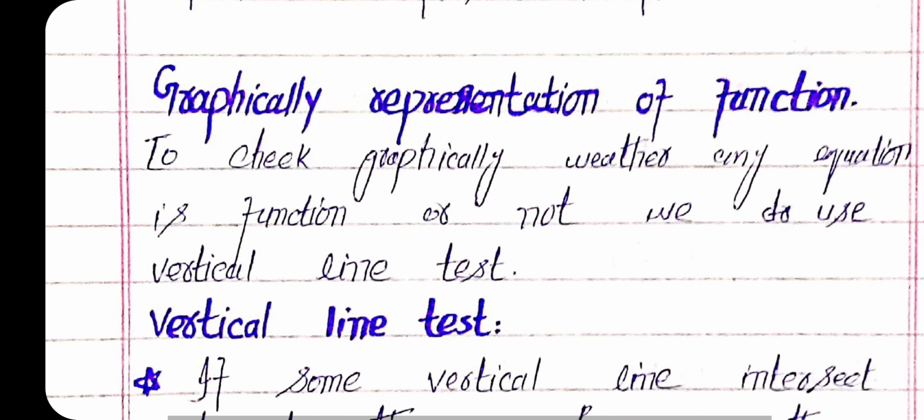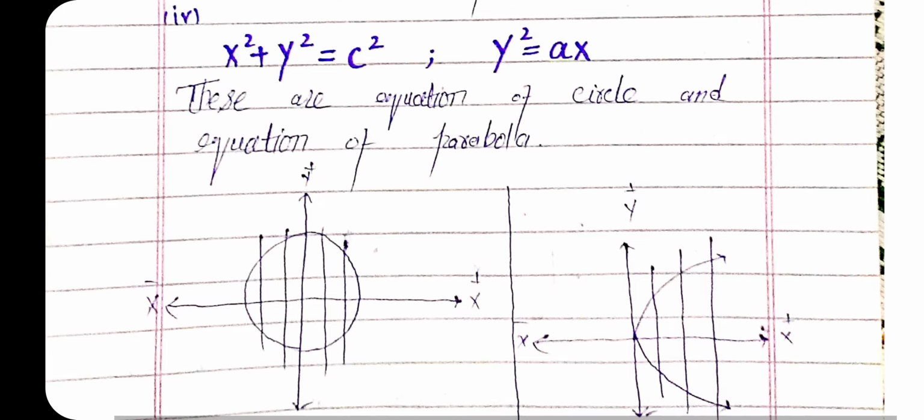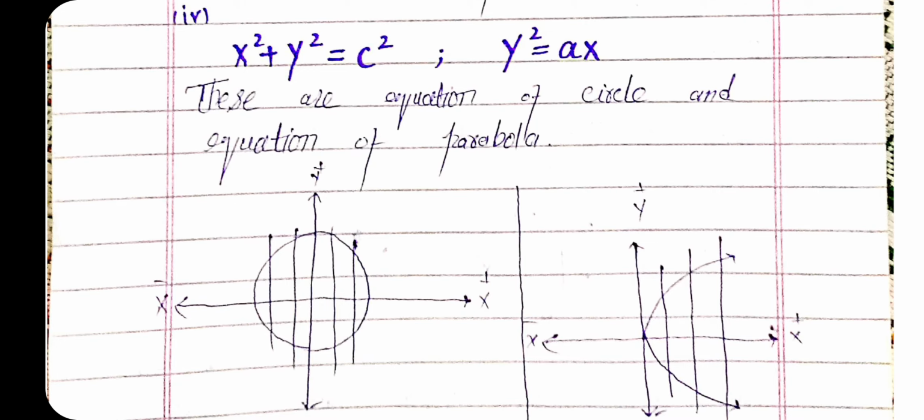Next we consider another example of the ellipse and circle. We have to check whether the ellipse and the circle are functions or not. These are the equation of a circle and the equation of an ellipse. We can clearly see from this circle that a vertical line intersects the circle at 2 points. This means the circle is not a function.